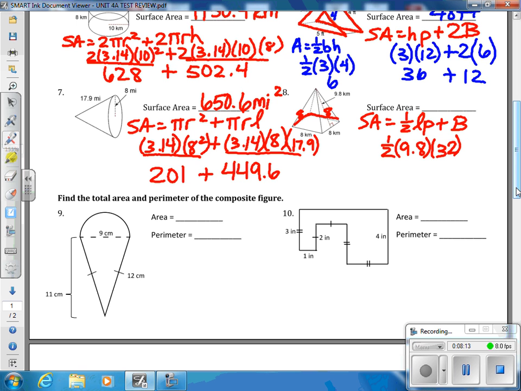And then to find area of the base, you want to find the area of the square. And remember, area of a square is side squared, so 8 squared, which makes 64. So your big B is 64.